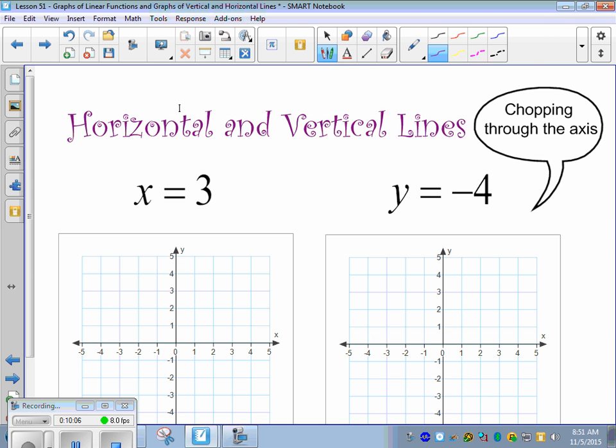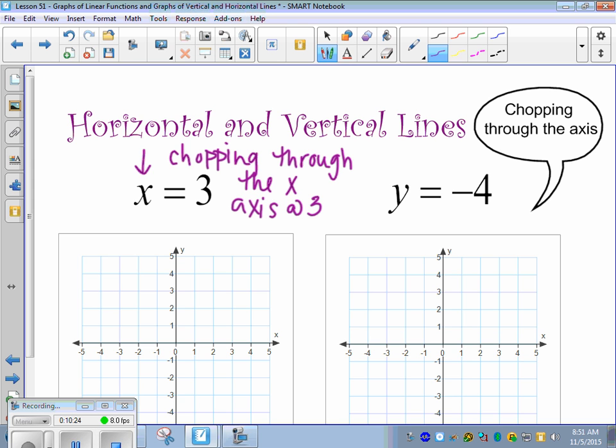So let's make some points. X, this means it's chopping through the x-axis at 3. So everyone needs to write those words down in their notes. I promise you 100% that it's going to help you remember this. If it's chopping through the x-axis at 3, everybody with your hands or arms, show me which direction the x-axis goes. Does it go this way or this way?